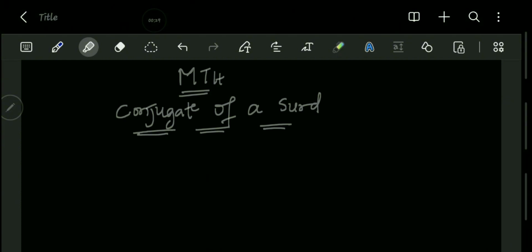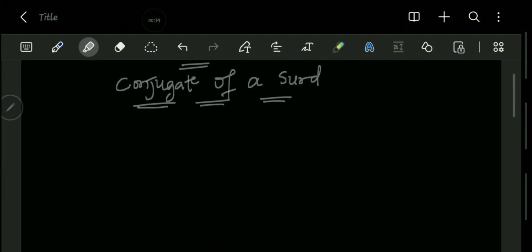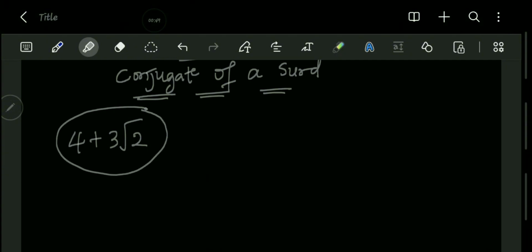Now, for some weeks now, we've been on the series of surds, and today we want to know what the conjugate of a surd is all about. Let's assume you are given a question like this: 4 plus 3 surd 2, and you're asked to find the conjugate of this surd. The conjugate of this surd is just to change the middle sign, right?